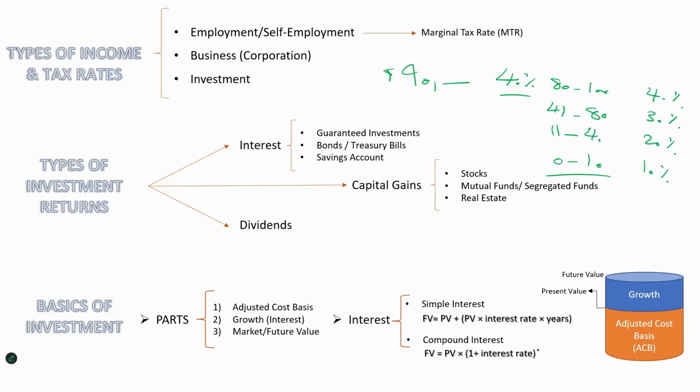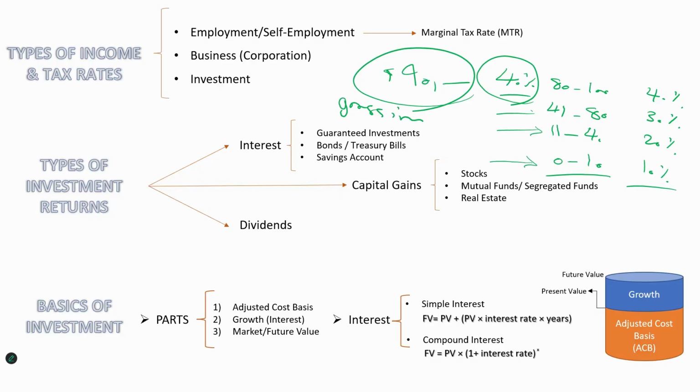So what that means is that if you're making $90,000 as your gross income, so before tax, it's not all going to be taxed by 40%. The first $10,000 is going to be taxed 10%. And then whatever you make more than $10,000 up to $40,000, it's going to be taxed by 20%.